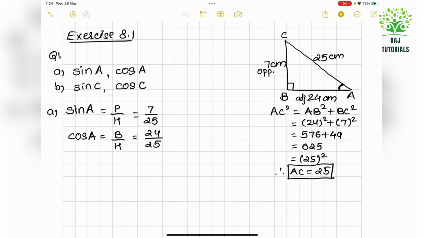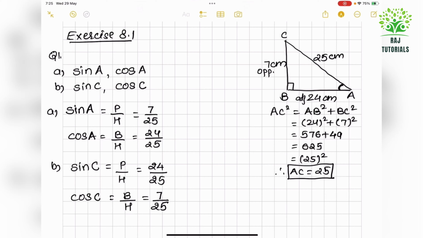Now in the next case, the angle given to me is angle C. So sin C, if I take angle C as the angle, the opposite side of angle C will be 24. So 24 by 25, and cos C will be B by H. So adjacent side, there it is 7 by 25 hypotenuse.